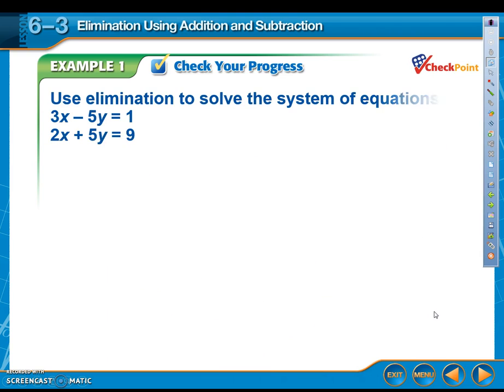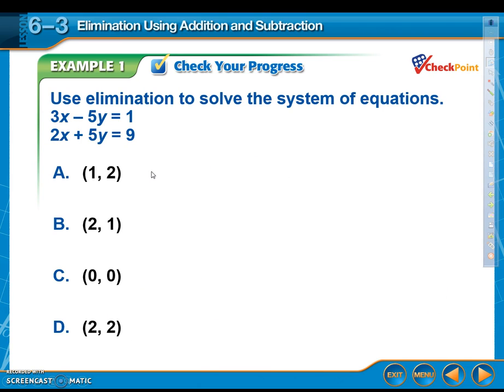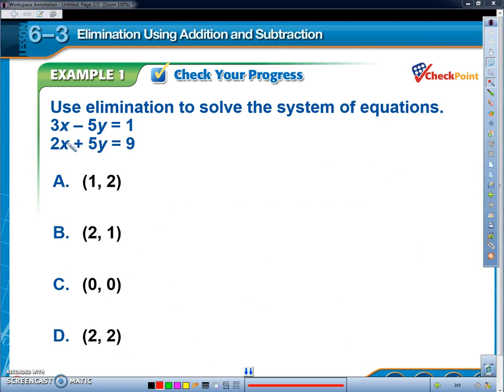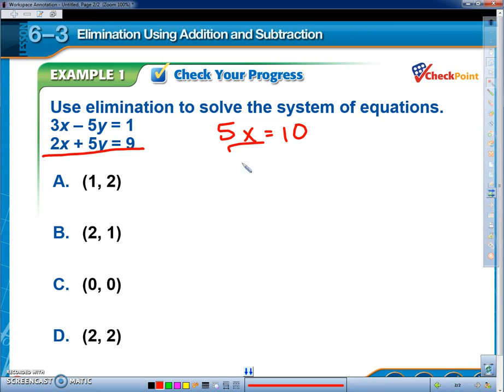All right. So here we go. We're going to use elimination. I'm going to pause it for just a second, see if you can work this one out. All right. So let's see what we've got here. I am going to eliminate the 5y's right there. So 3x and 2x are 5x. 1 and 9 is 10. So right there, I'm going to divide by 5 and divide by 5. X equals 2.